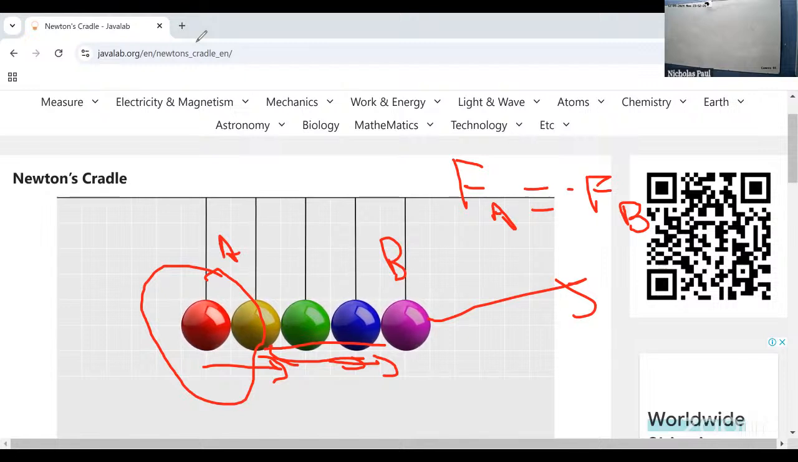Can anybody think of our next example that's similar to that? Something else that behaves just like that. I showed them to you earlier.